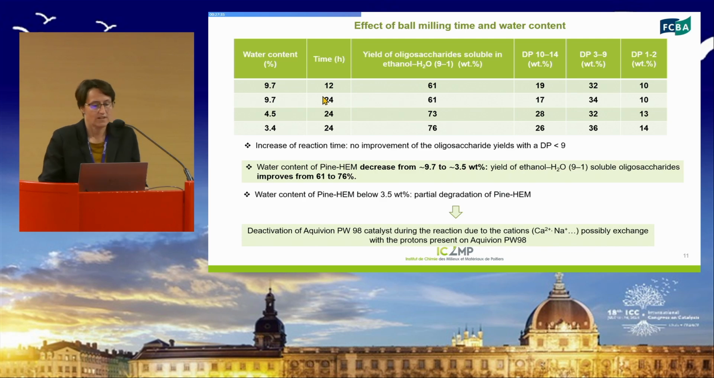But the question was, why during the increase of this ball milling, do we not have an increase of the yield of oligosaccharides? If we look at the Aquivion, remember, perfluorinated sulfonic resins, we can have an exchange between the cations and the protons present on Aquivion that will deactivate the catalyst. So that's the main problem.